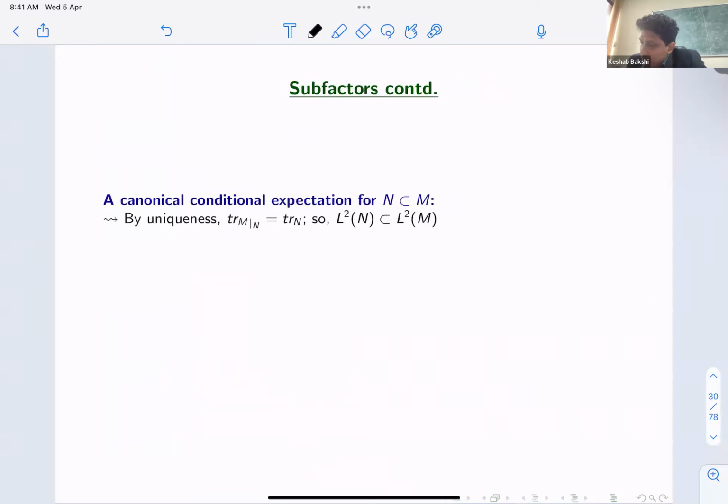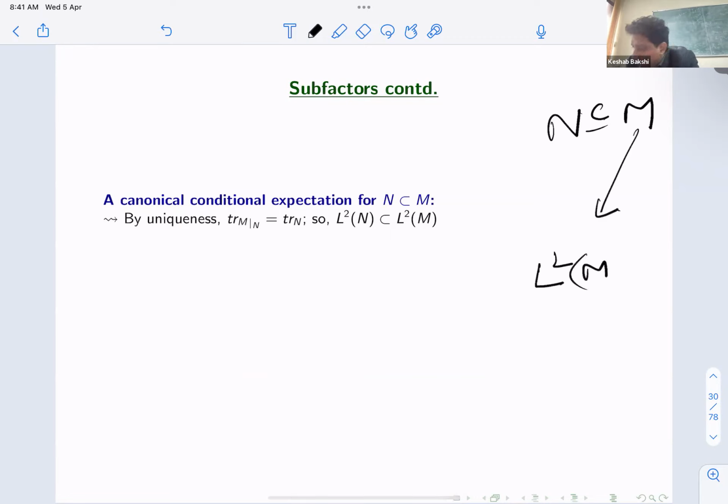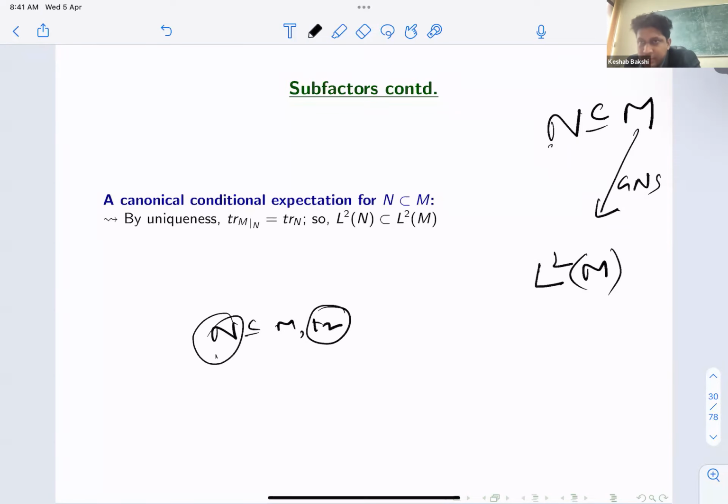And this is already done. So let us continue with this subfactor theory. So what is there? We have this inclusion N subset M, and from M we have a Hilbert space L²(M), the GNS construction. Similarly, because we have a trace on M, if you restrict that trace to N, you will get another trace. But this is the unique trace, because a II_1 factor has a unique trace, one can easily prove.